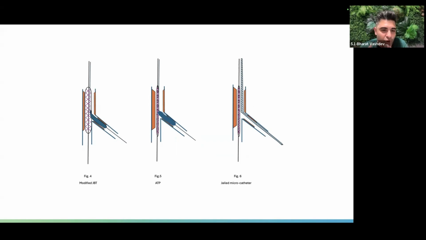There are some newer techniques, the modified jailed balloon technique, which involves inflating the side branch balloon to avoid the carinal shift. The ATP, or active transfer of plaque technique, where you actually inflate the side branch balloon first to ensure any plaque is pushed away from the ostium of the side branch, and then you deploy your stent. Or the jailed microcatheter technique, which really is just a wider lumen across the side branch.